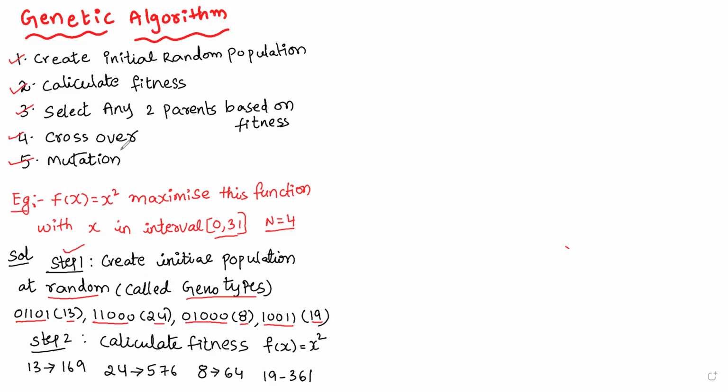Now step 2: we need to calculate the fitness. How to calculate this fitness? The equation given is f(x) = x². The values are 13, 24, 8, 19. We just square them. The value for 13 is 13² = 169. The value for 24 is 576. For 8 it is 64, and for 19 it is 361. So till now we have completed 2 steps in the genetic algorithm.